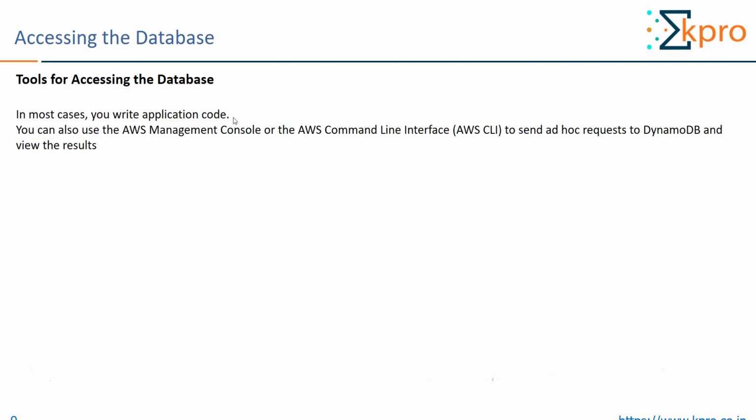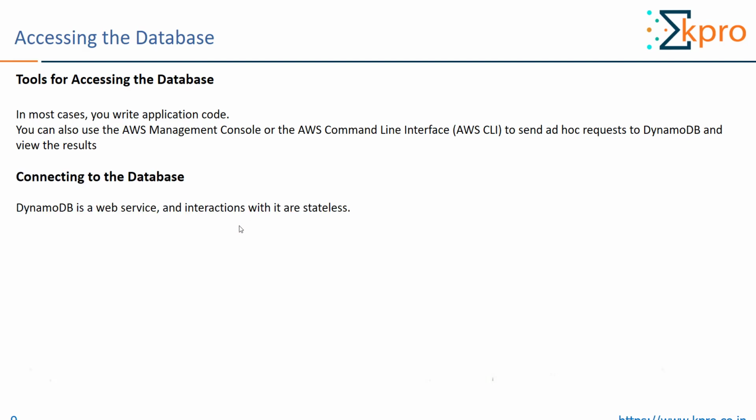Now the next is accessing the database. If you have a database, how do you access it? It's a very simple question. Tools for accessing the database: in most cases, you write application code. I told you it's a developer database, not a DBA database. So you can use the AWS Management Console, yes, or the command line to send ad hoc requests to DynamoDB and view the result. Connecting to a database: DynamoDB is a web service, so interactions are stateless. Interaction with DynamoDB always occurs using HTTPS requests and responses.